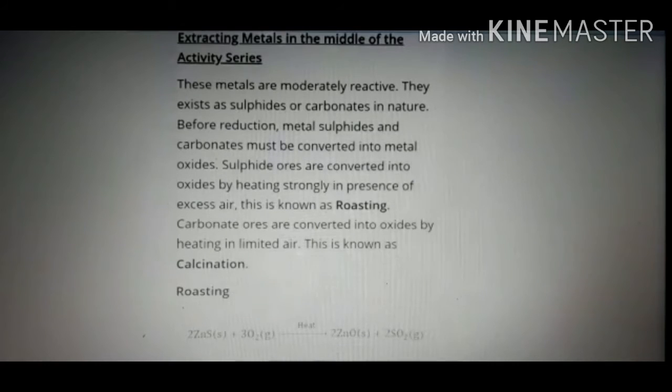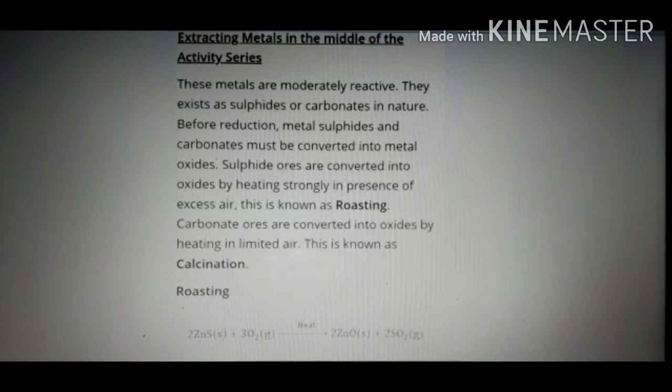Next we are going to discuss extracting metals in the middle of the activity series. What are the metals in the middle of the reactivity series? Zinc, iron, and lead. These metals come in the middle of the activity series and are moderately reactive. They mainly exist as sulfides and carbonates in nature. Before reduction, these metal sulfides or carbonates must be converted into metal oxides.